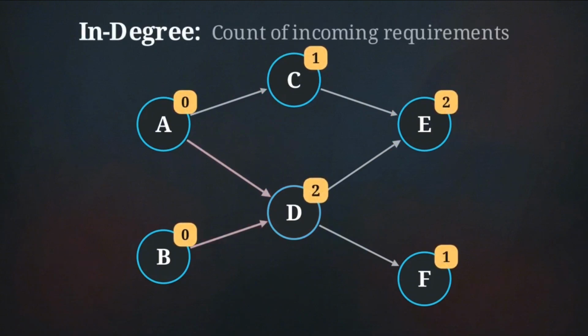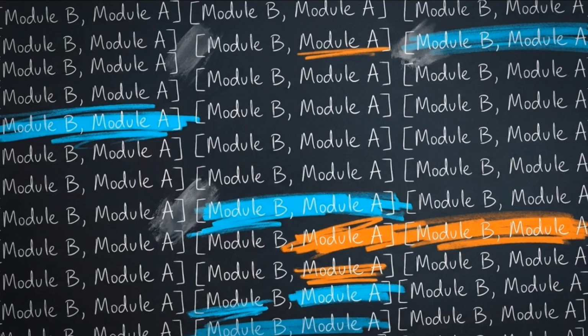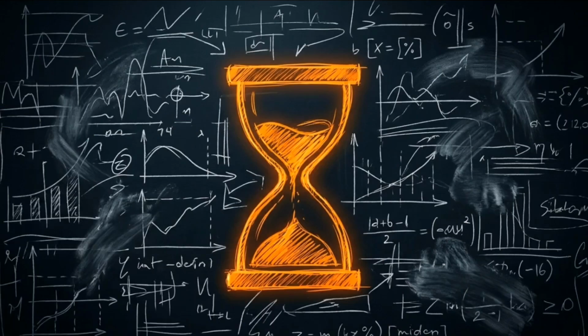Notice the numeric values appearing next to the nodes. This is the in-degree, the exact count of incoming requirements a specific module has. If we try to process a raw list of prerequisite pairs by searching through it every time a module finishes, the algorithm will slow down as the data scales.